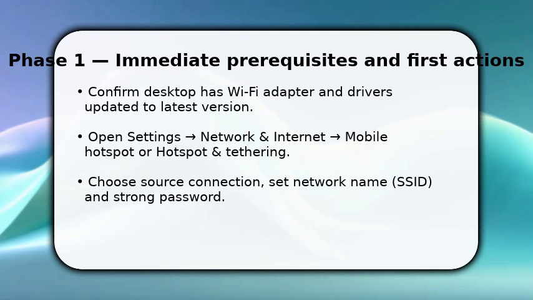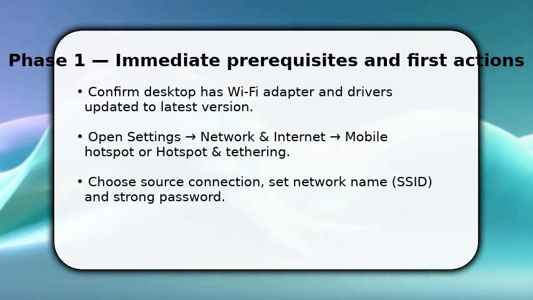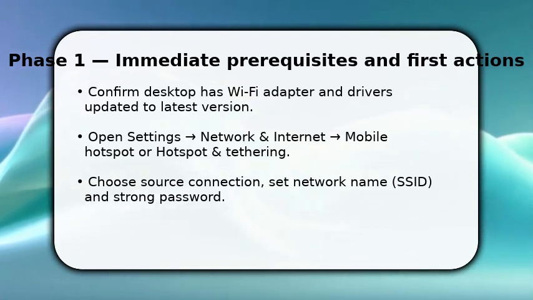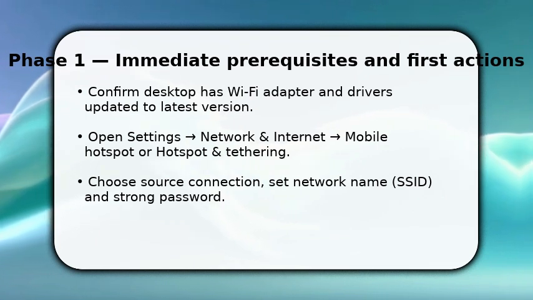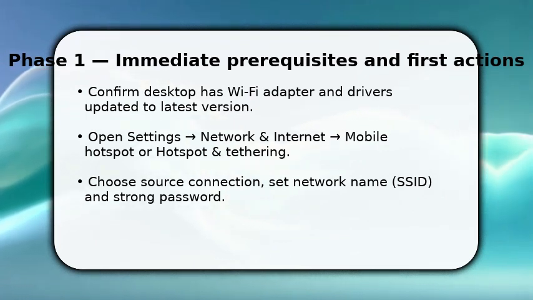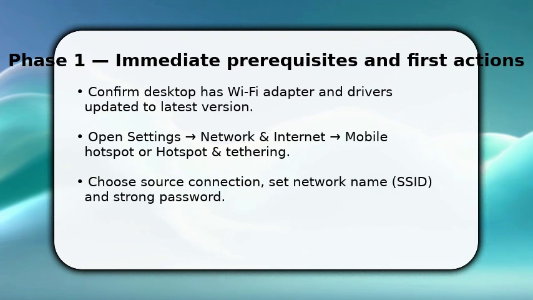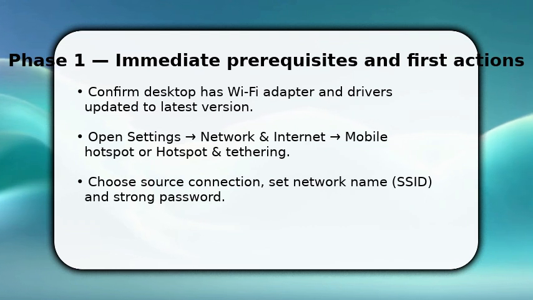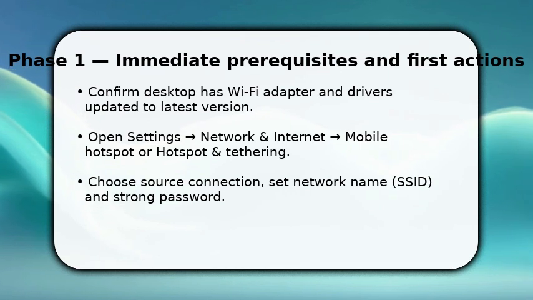You start by confirming your desktop actually has a Wi-Fi adapter and current drivers. Otherwise, sharing won't work. Once done, open Settings and go to Network and Internet, then Mobile Hotspot or Hotspot and Tethering. You select the source connection to share, Ethernet or existing Wi-Fi, and set a network name and a strong password so devices can connect securely.